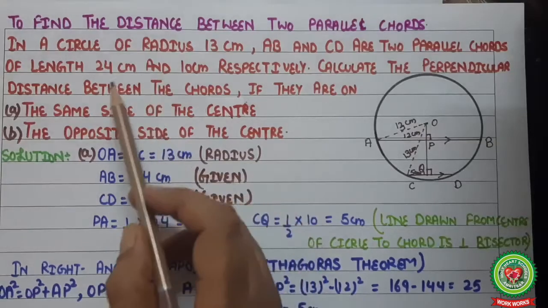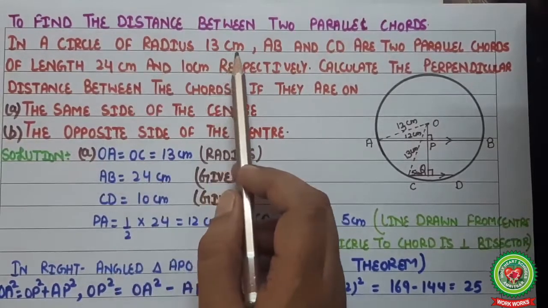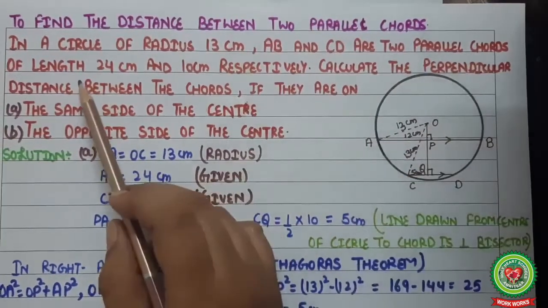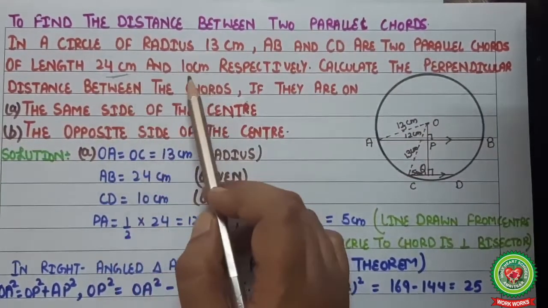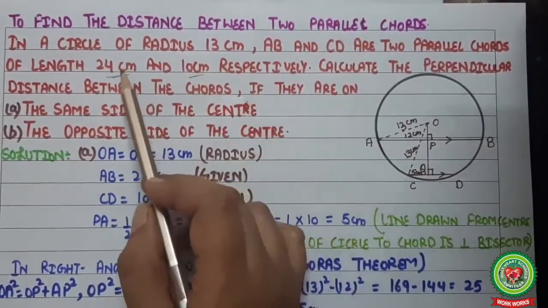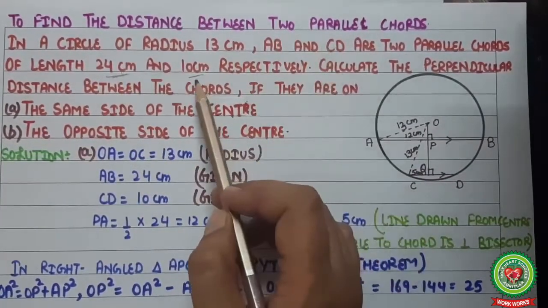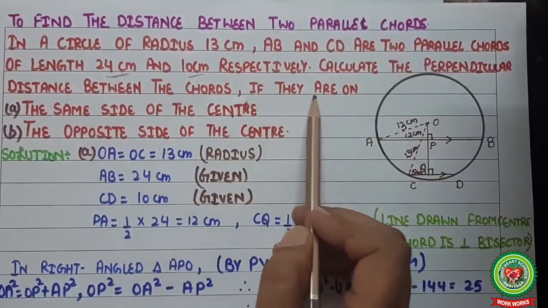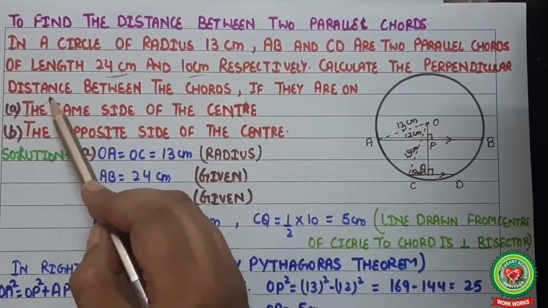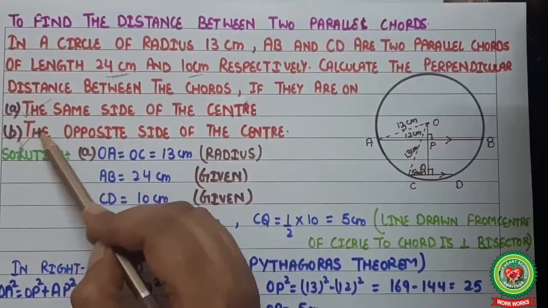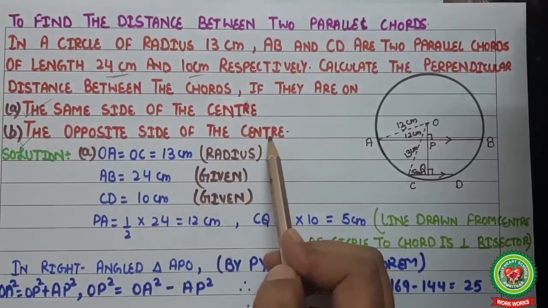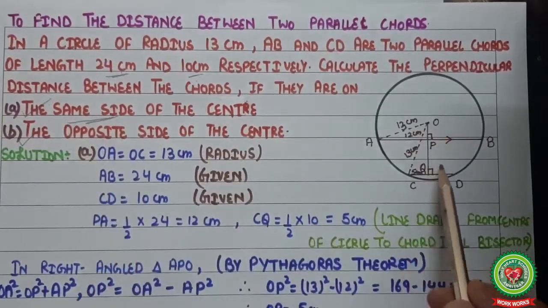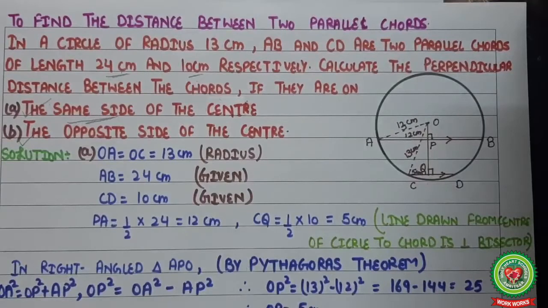Students, see the statement. In a circle of radius 13 cm, AB and CD are two parallel chords of length 24 cm and 10 cm respectively. So this is the length of AB and this is the length of CD. Calculate the perpendicular distance between the chords if they are on the same side of the center. This is the first case, and the second case, the opposite side of the center. So first of all, we will do when the chords are on the same side of the center. This is the figure. So let's start with the solution.